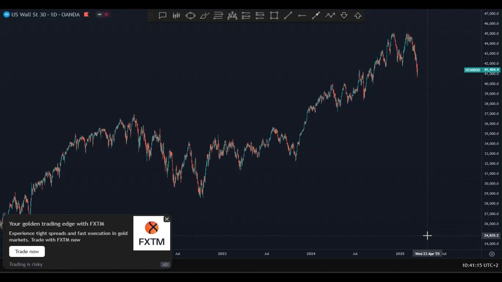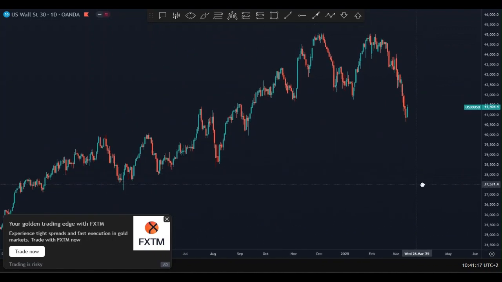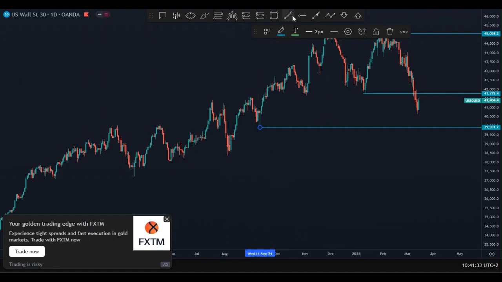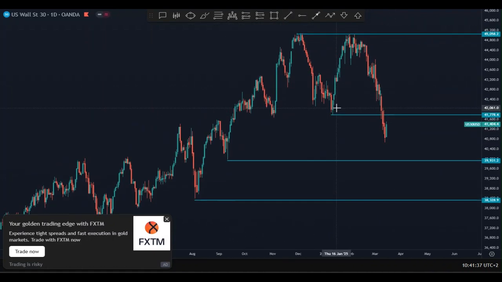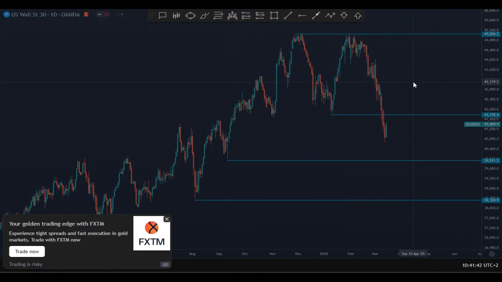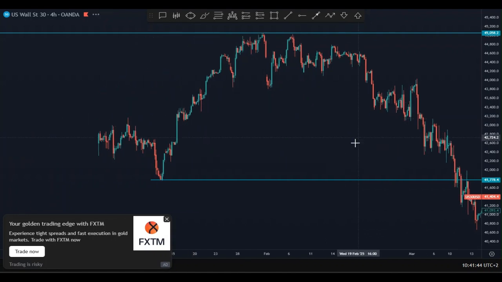So on the US30, I'm not seeing much, to be quite honest. Got a double top, we had a break here. So now we're looking at this low here, or we can look at this one right there, guys. So we're gonna go to the H4, trying to see what it has for us.